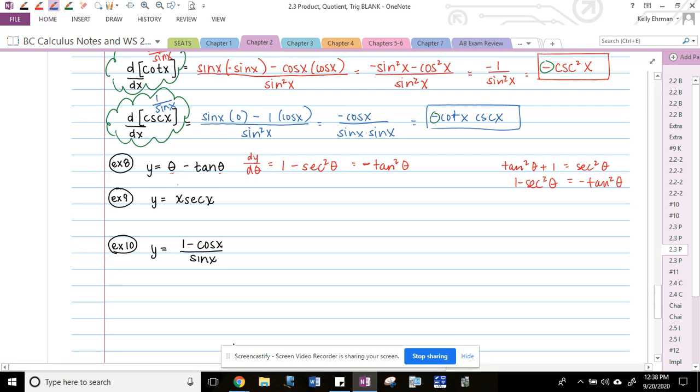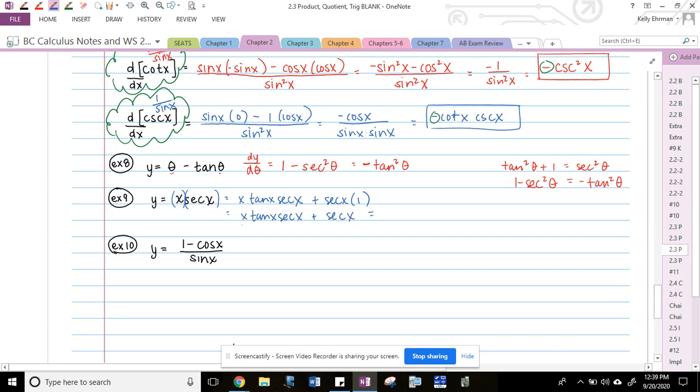x secant x. This is a product rule, so be careful. We have to use our product rule here because there's no way to get rid of this x multiplication out in front. So it's the first function times the derivative of the second. The derivative of secant was tangent secant or secant tangent, whatever. We wrote it as tangent x secant x, so I'll do that. So first function, derivative of the second, plus second function times derivative of the first. So x tangent x secant x plus secant x.